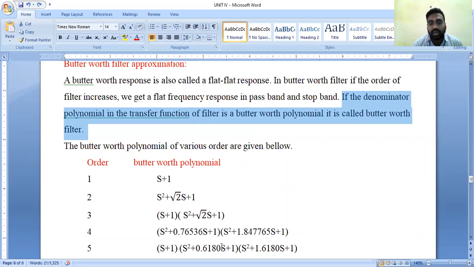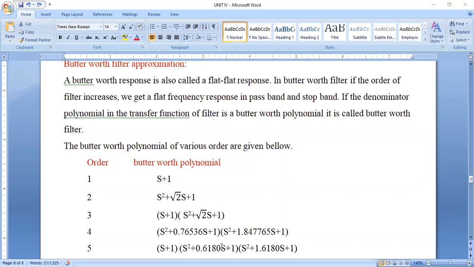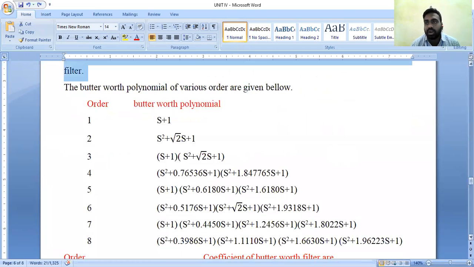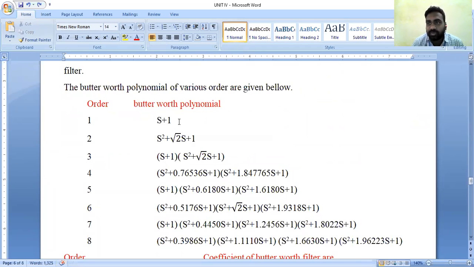So how can we identify a given filter transfer function as a Butterworth filter? The Butterworth filter transfer function always consists of a Butterworth polynomial. We can identify it through a specific range of polynomials, which we discussed in the previous class, depending upon the order specification. If it is a first order filter, s plus 1 is the polynomial. If it is a second order filter, s square plus root 2 s plus 1 is the Butterworth polynomial. Then the third order, the fourth order, fifth order, sixth order.